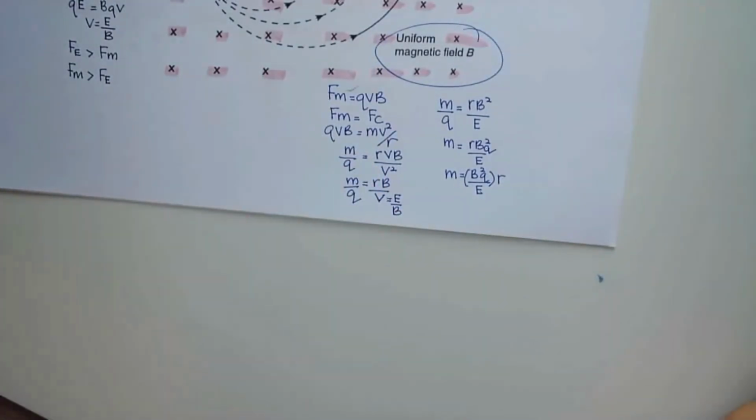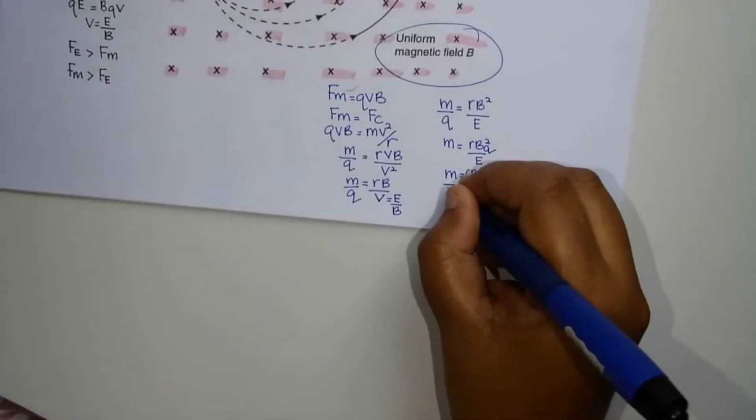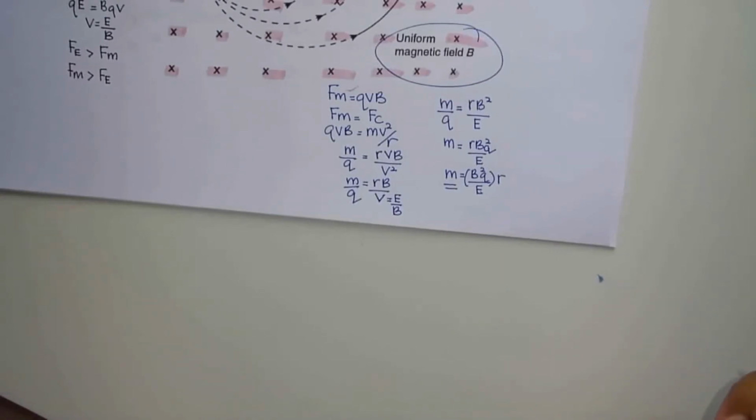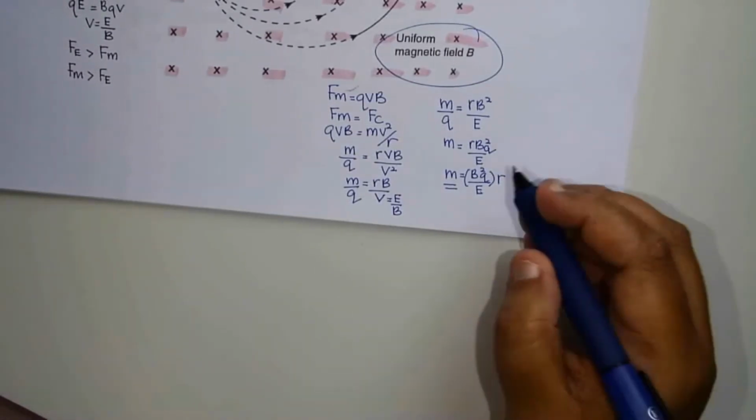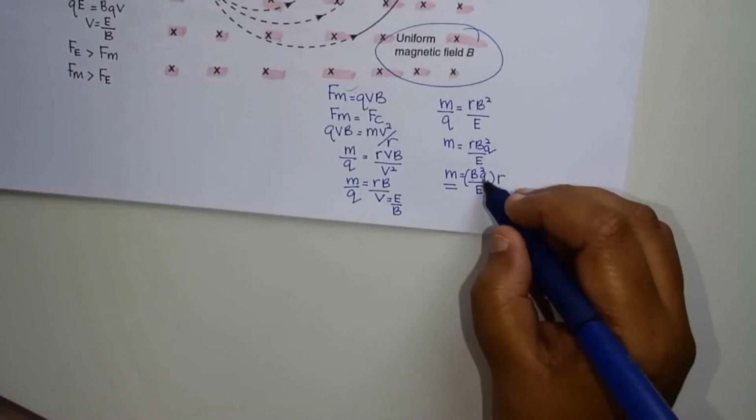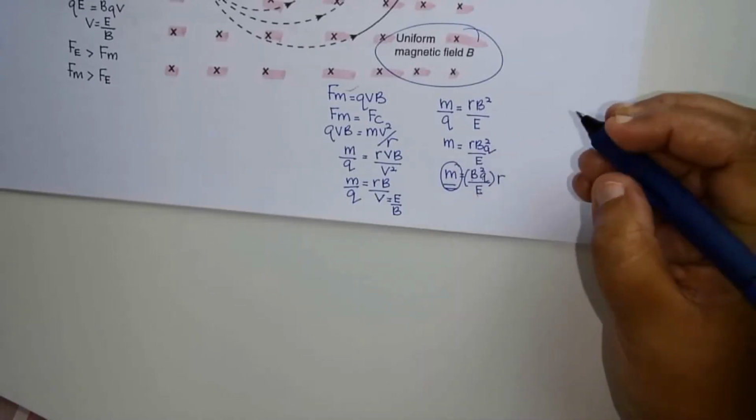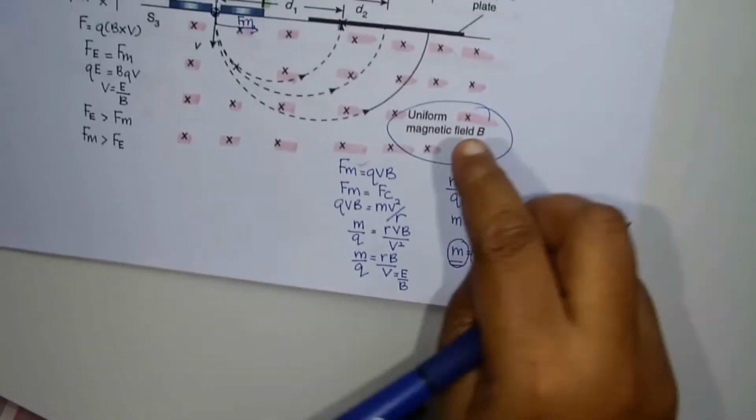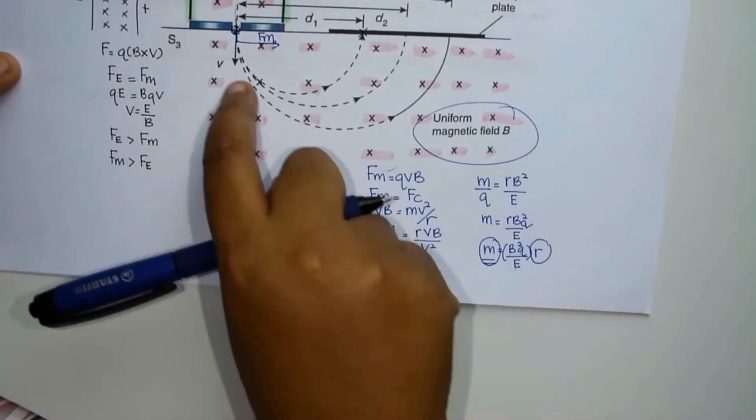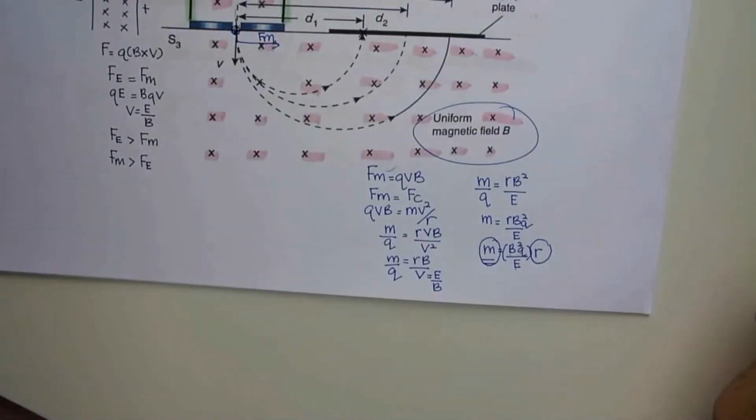times R. Okay, so that is how the Bainbridge mass spectrometer is used to measure the mass of an ionized atom. B is constant, Q is constant, E is constant. So different mass will give you different radius. That's why you have different radius for different mass of an ionized atom.